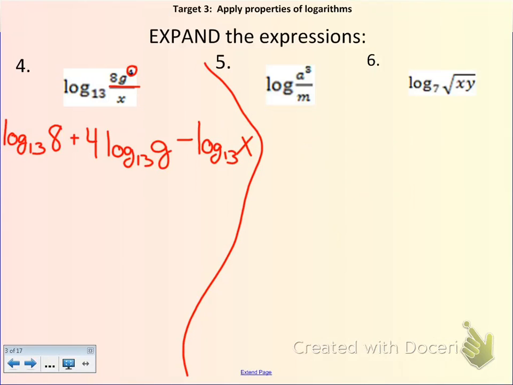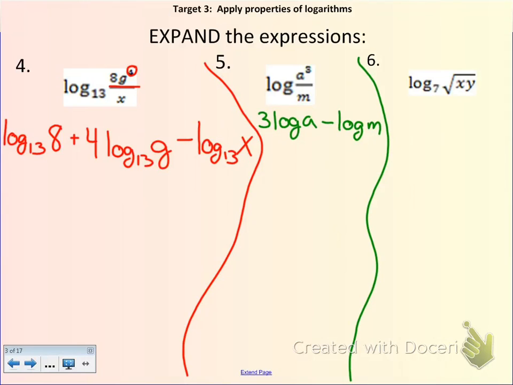So the next one is number 5. We have log. Again, there's no base listed, so what base is that? That's right, it's 10. So log base 10 of a to the 3rd over m. So we're going to rewrite it out. We're going to bring that 3 out in front, so it's 3 log of a. And now again, it's a division, so that means subtraction, minus log of m. And that is your answer.